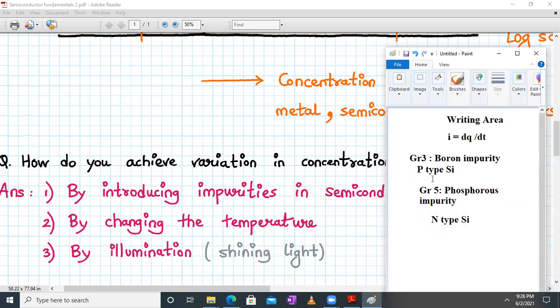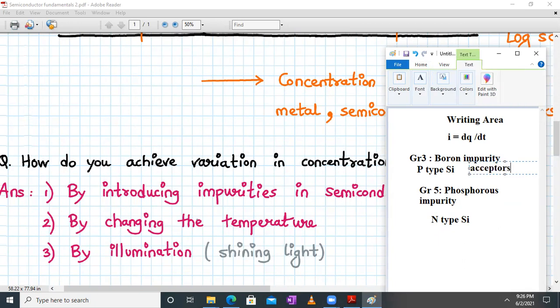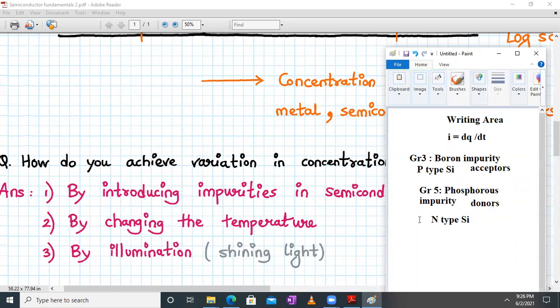So group 3 periodic table element boron has 3 valence electrons in its outermost shell, and group 5 element has 5 valence electrons. So basically boron impurities are called acceptors, and phosphorus impurities, or n-type material, are called donors, because it has one extra valence electron in its outermost shell.